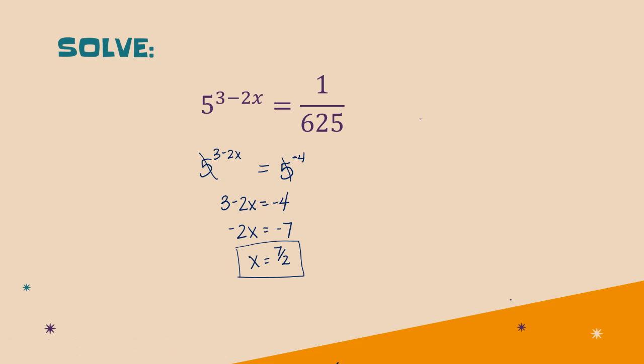Now I want to plug that back in just to make sure that I get the right answer. So negative 2 times 7 halves is negative 7, and 3 minus 7 is negative 4. And I know that 5 to the negative 4 is 1 over 625. So I am good. This checks, and I feel pretty good that I know what I'm doing here.